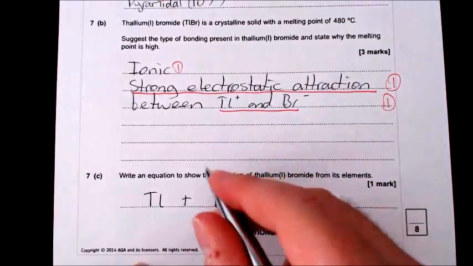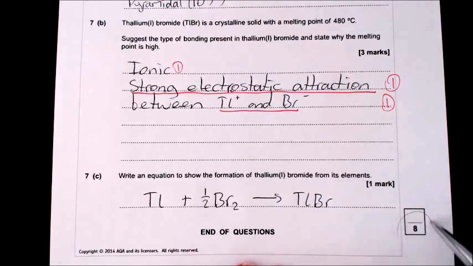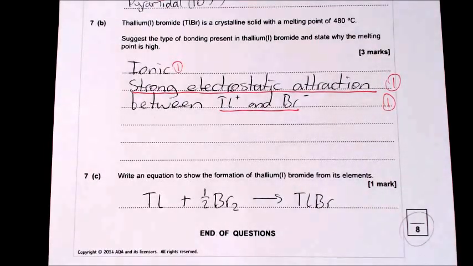As you can see, that's not balanced, so what we have to do is we just put a half in front of the Br2, and that sorts it all out. So as you can see, that adds up. If you get all them, you should add up to 8 marks, and that actually completes this paper.